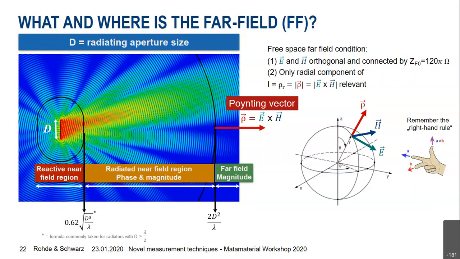The radiated near field region. Yes, here the issue is that the E and H field are not perfectly orthogonal. And for that reason, we also will not have the pointing vector really completely orthogonal to this. We will then be having an issue where we have to really measure both the magnitude and the phase.